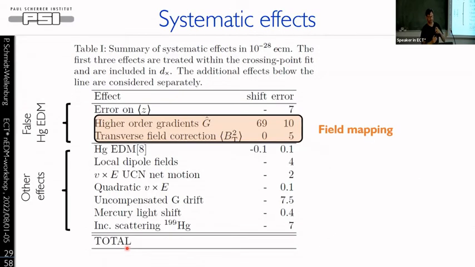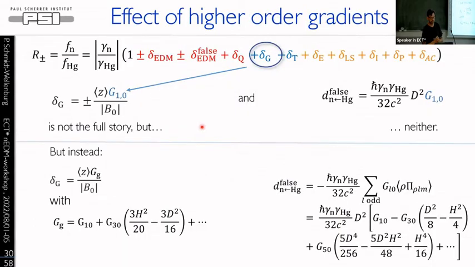Now, systematic effects. I told you there is this problem with the fake EDM, and this is essentially these two cases in our publication, which are the higher order gradients spoiling your direct linear term in the ratio, and something which is called the transverse field. I told you already that this gradient is essentially proportional to G1,0, and we wanted to measure it like that. However, this is not the full story. You also have all higher orders in there, all uneven higher orders of the magnetic field. You will also see them in this gradient shift here.